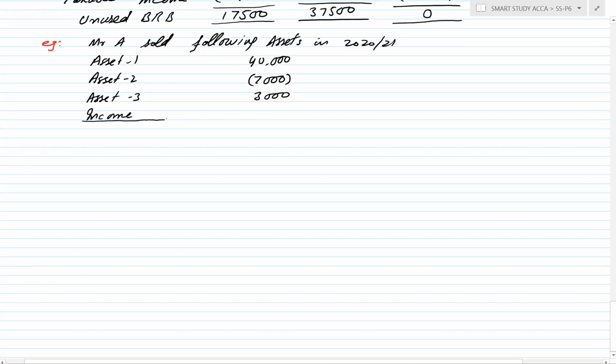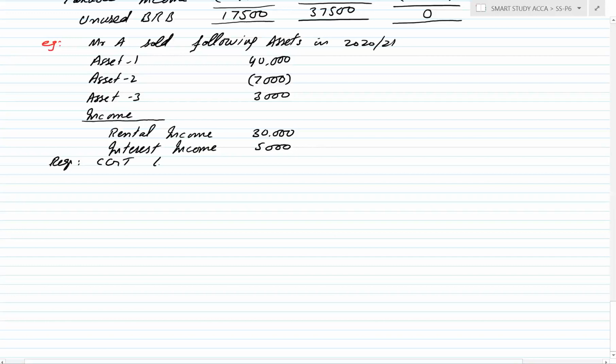Regarding the income, this individual has rental income of 30,000 pounds and interest income of say 5,000 pounds. The requirement is we need to calculate the capital gain tax liability.